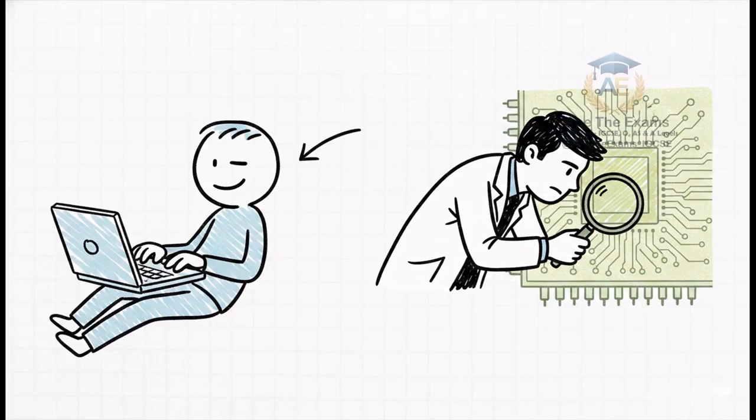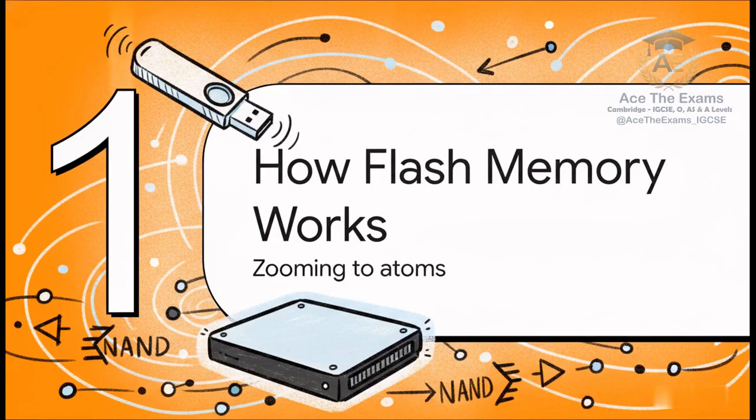If we really want to rescue these failing answers and turn them into top-band responses, we've got to stop thinking like casual tech users and start thinking like actual computer scientists. And that means wrapping our heads around the hidden, microscopic mechanics of how these storage devices actually hold your data. Section 1. How flash memory actually works.